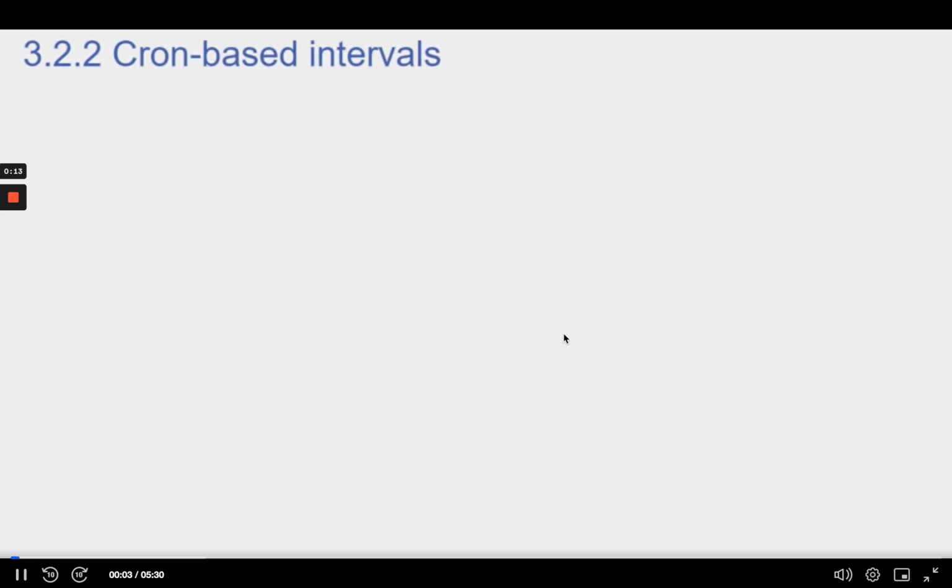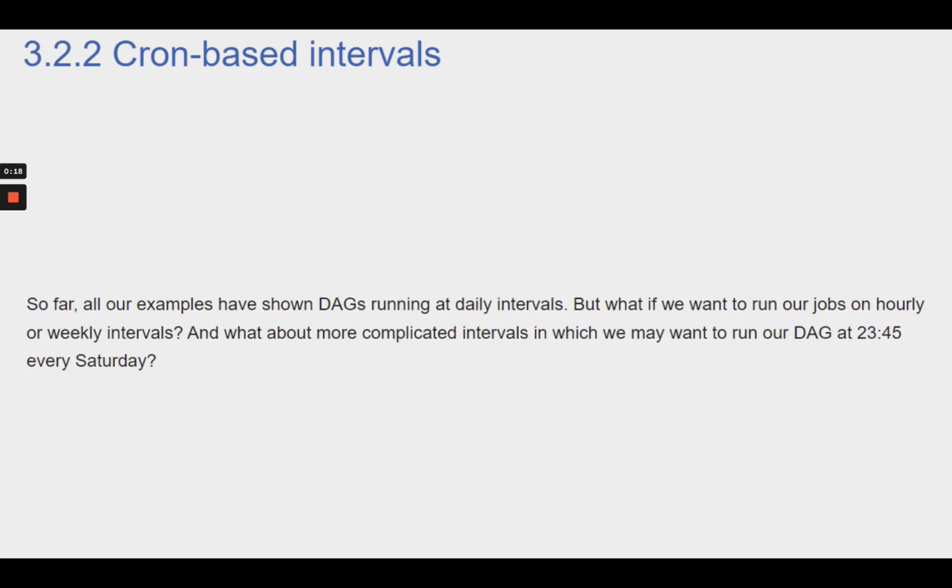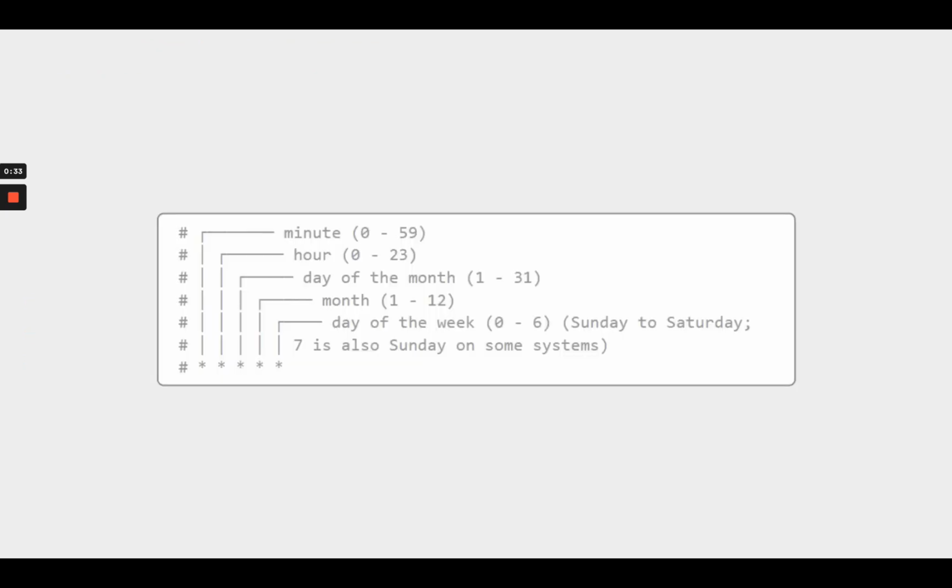Section 3.2.2 Cron-based intervals. So far, all our examples have shown DAGs running at daily intervals. But what if we want to run our jobs on hourly or weekly intervals? And what about more complicated intervals in which we may want to run our DAG at 23:45 every Saturday?